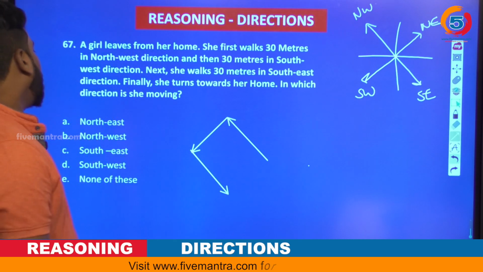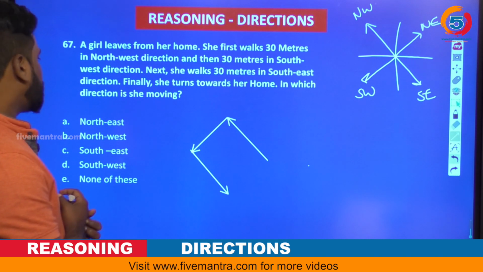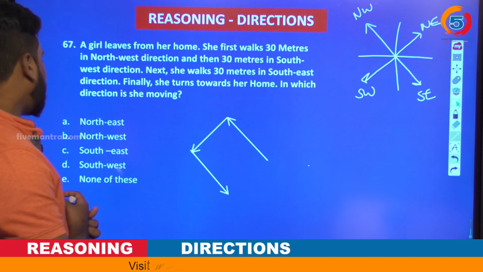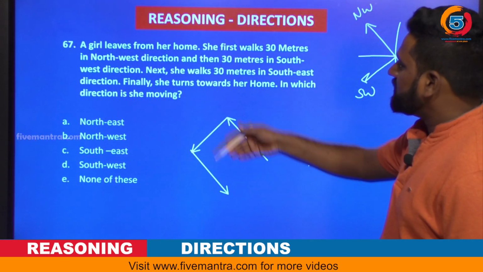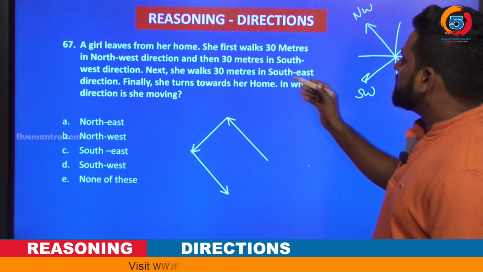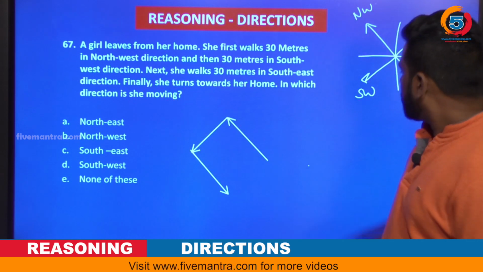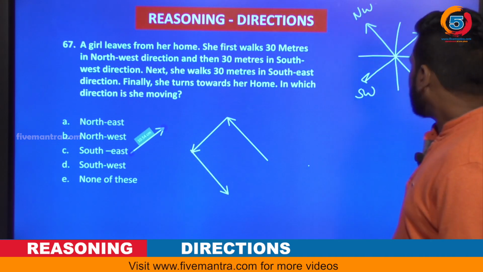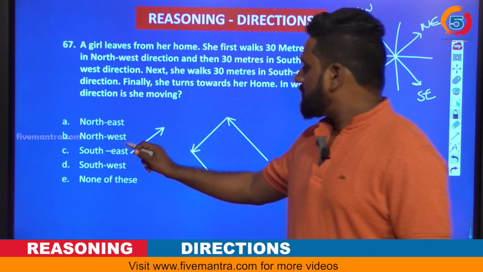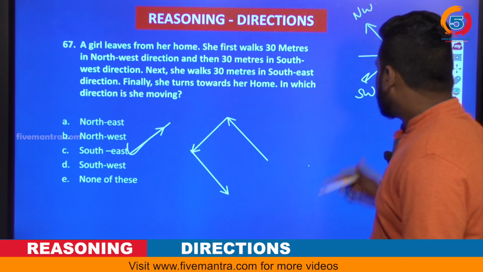Completed. In which direction is she moving? Finally, in which direction she is moving, that is what is asked. Clearly she is moving in the southeast direction, because 30 meters in the southeast direction is given finally. So this direction is again southeast, no doubt in that. So the answer is the southeast direction, that is the third option. Clear? Let's see the next.